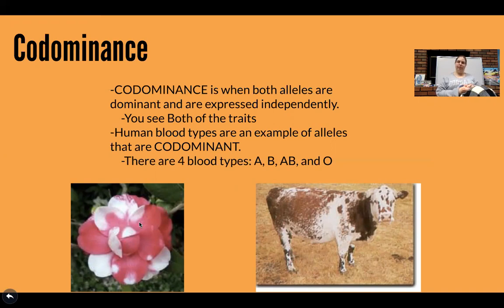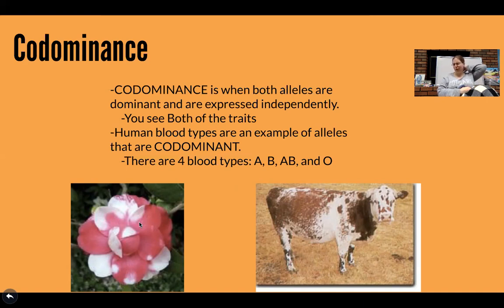So that's different than what we saw with incomplete dominance. With incomplete dominance, since neither allele was dominant to the other, neither one was expressed all on its own, which is why they blend together. But here, since both alleles are dominant, we see both traits. So that's why the dominant red and the dominant white come together to make a flower that shows both red and white.